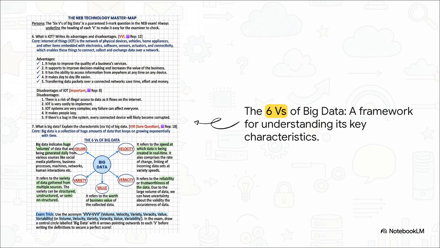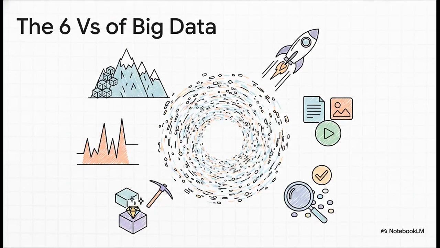Okay, and to really wrap your head around big data, and trust me, this is super important for the exam, you need to know what defines it. We call them the V's of big data, and there are 6 of them you absolutely have to know. Let's run through them real quick. First, volume. That's just the sheer size of it all. It's enormous. Then velocity, how fast it's all coming at us, like a fire hose. Variety, it's not just neat rows and columns. It's everything from photos and videos to tweets.